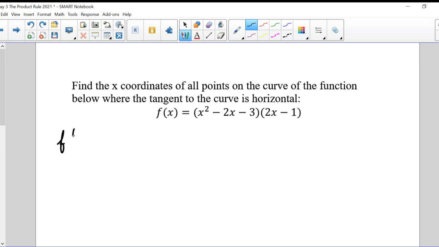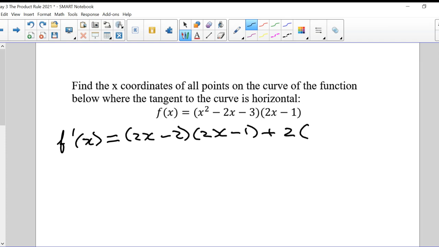So my f prime of x would be equal to the first function derived, which is 2x minus 2, multiplied by the second function underived, 2x minus 1, plus I'm now going to take the second function derived, which is 2, and multiply it by the first function underived, 2x squared minus 2x minus 3. Okay?